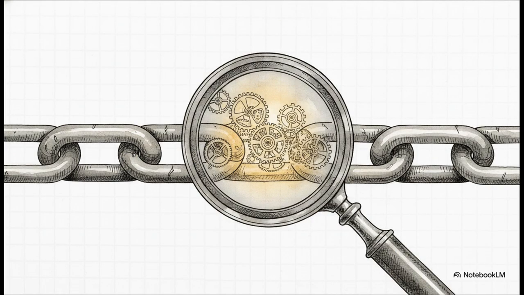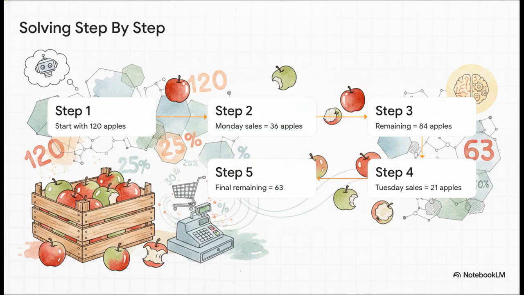You are definitely going to want to use this for complex reasoning tasks where accuracy is paramount. It's an absolute game changer for verifying the model's logic and debugging. Think about it. If an LLM gives you a bad output on a zero-shot prompt, you have literally no clue why. But with chain of thought, you can read its logic step by step and spot exactly where it made a mistake. Let's look at a classic math problem from the text. A store has 120 apples.